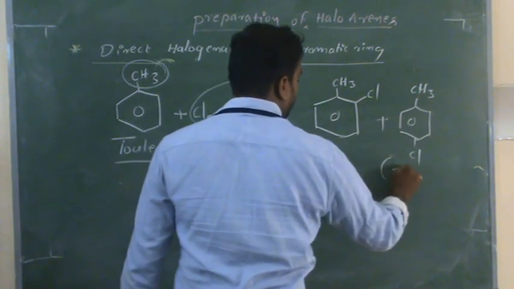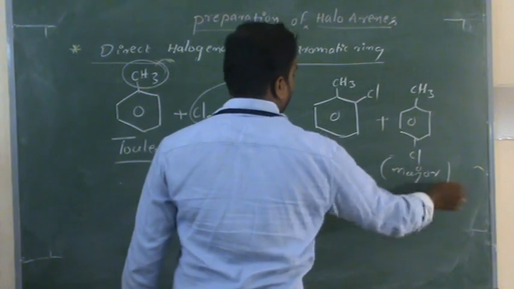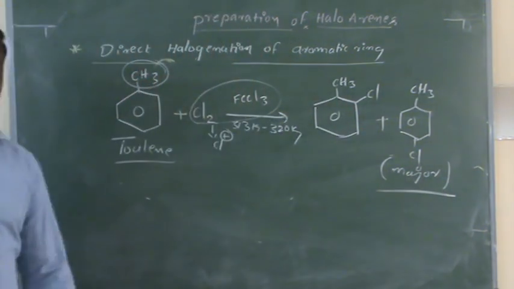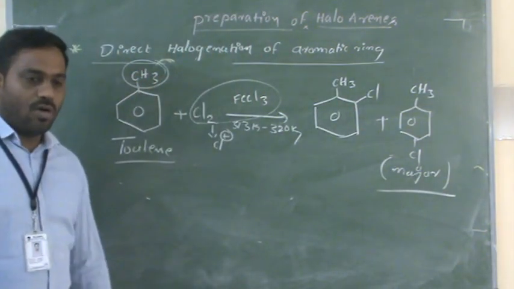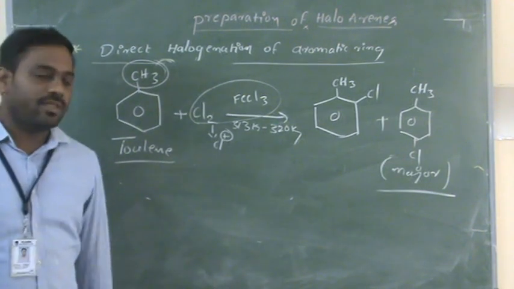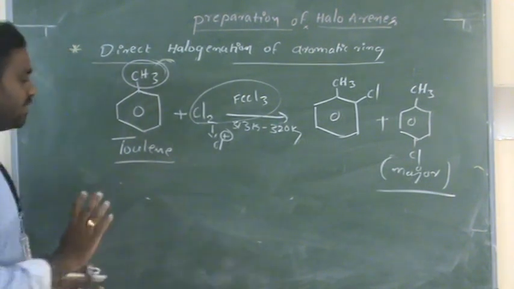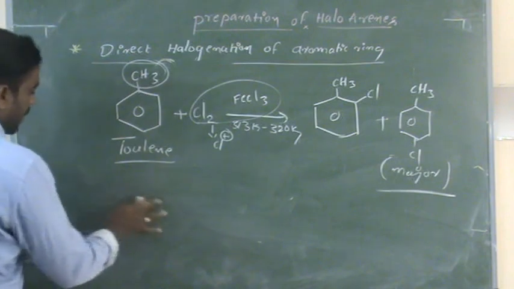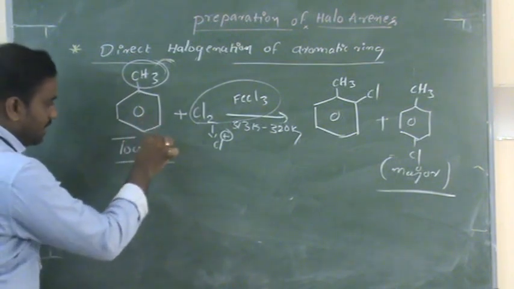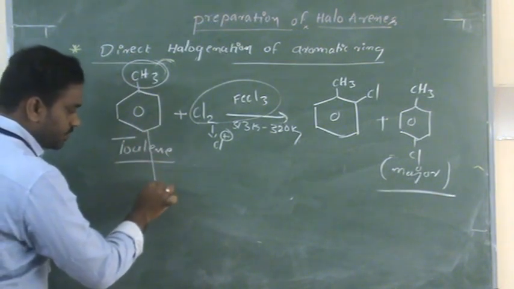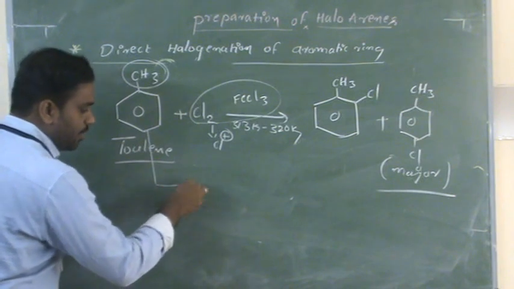Among these two, which is the major product? That is the para position, the para chloro product. That is the major product. So this is another application for this same reaction. See, you can observe very carefully. The same toluene I am taking here.